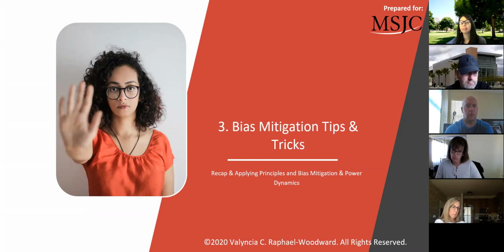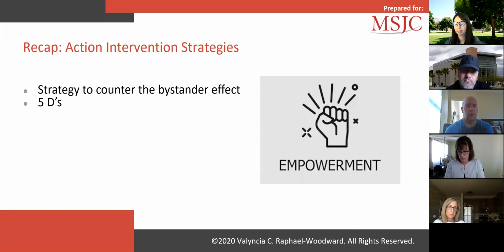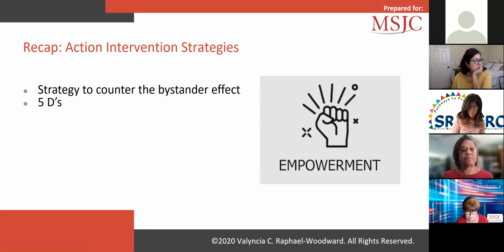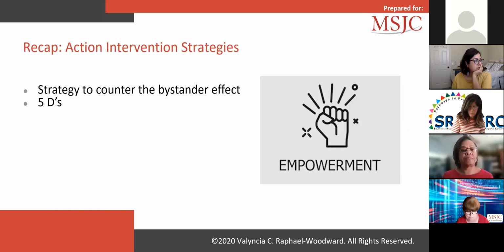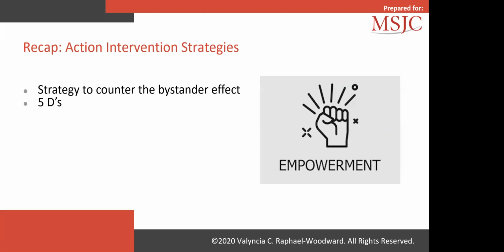And here we're going to do a recap. I know some of you were at a recent training where we talked about this, but also talk about how do we apply the principles in bias mitigation and also some power dynamics, which we'll talk about next. So as a recap, active intervention strategies allow people to be empowered, and also it counters the bystander effect.